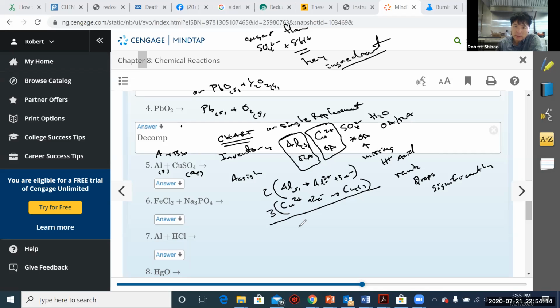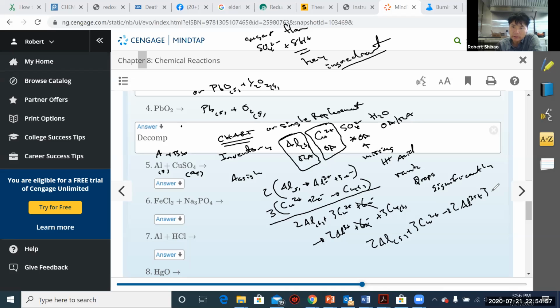We're set. And then I'm going to sum up everything on the reactant side: 2 aluminum solids plus 3 copper 2 plus plus 6 electrons. And then I'm going to sum up everything on the right side. This is going to yield 2 aluminum 3 plus plus 6 electrons plus 3 copper solids. And then I'm going to get rid of the spectators, 6 electrons, 6 electrons. That's it. And so the net reaction is 2 aluminum solids plus 3 copper 2 plus yields 2 aluminum 3 plus plus 3 copper solids. So what's happening here is the copper 2 plus ions are oxidizing the aluminum.